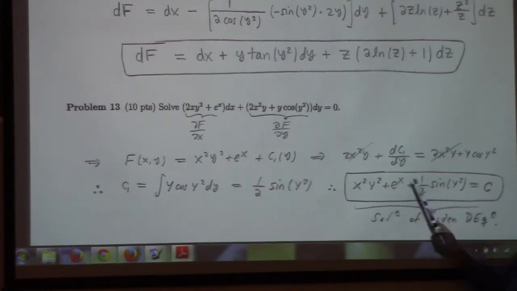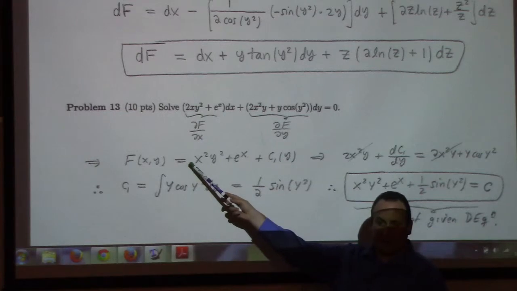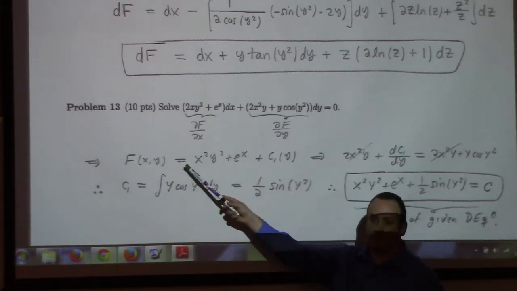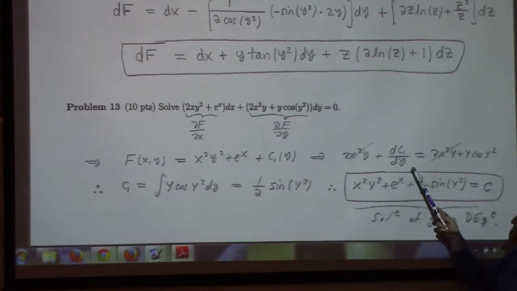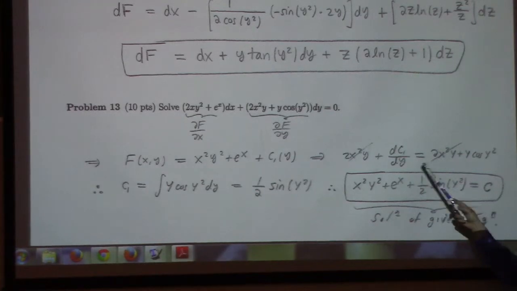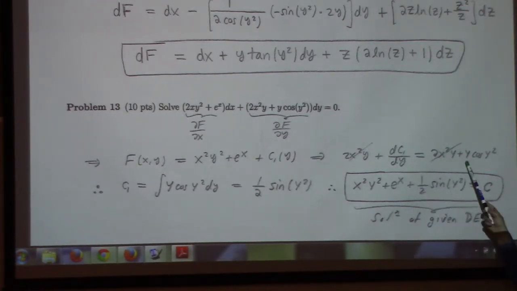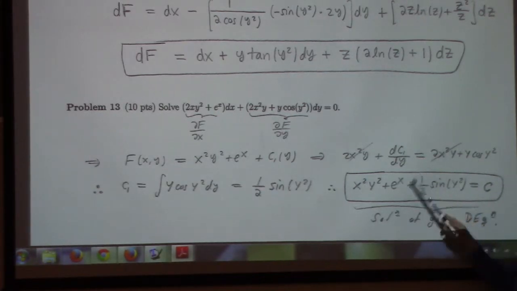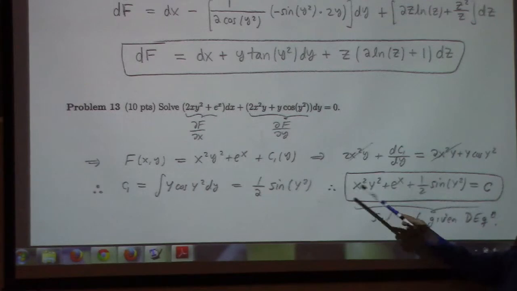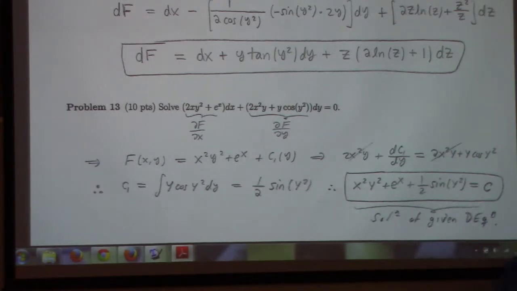So here I'm actually going through the process. I integrated this one, and then I plugged it in to the second one. That gave me the derivative of C1 with respect to y is y cosine y squared, and then I do a u substitution to integrate this, which gave me finally this answer.